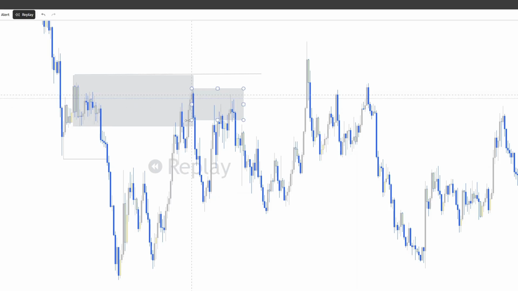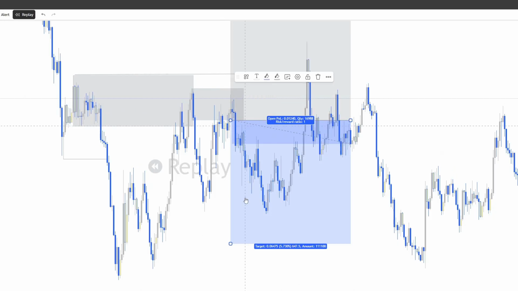So price came, mitigated this supply zone, pulled back and took out this low. Once it took out this low, I have a CHoCH, a change of character. Now I will draw my supply zone and wait for price to pull back to the supply zone. Then I will go in for a sell.